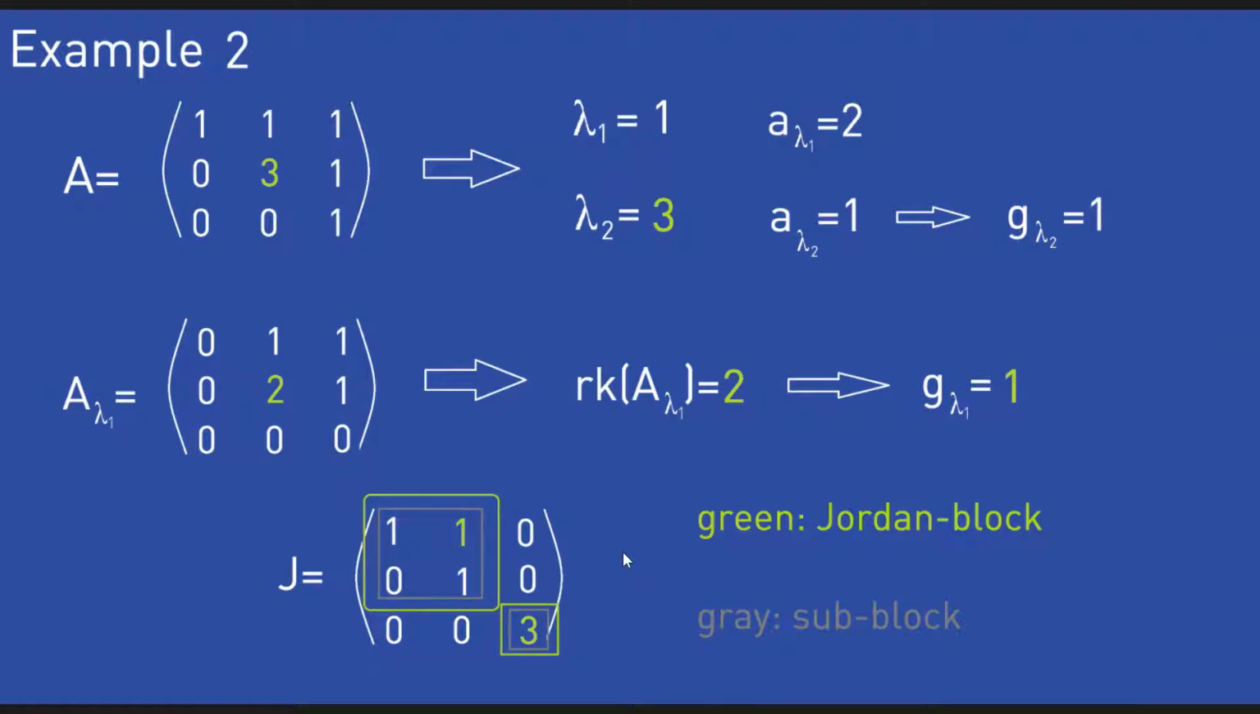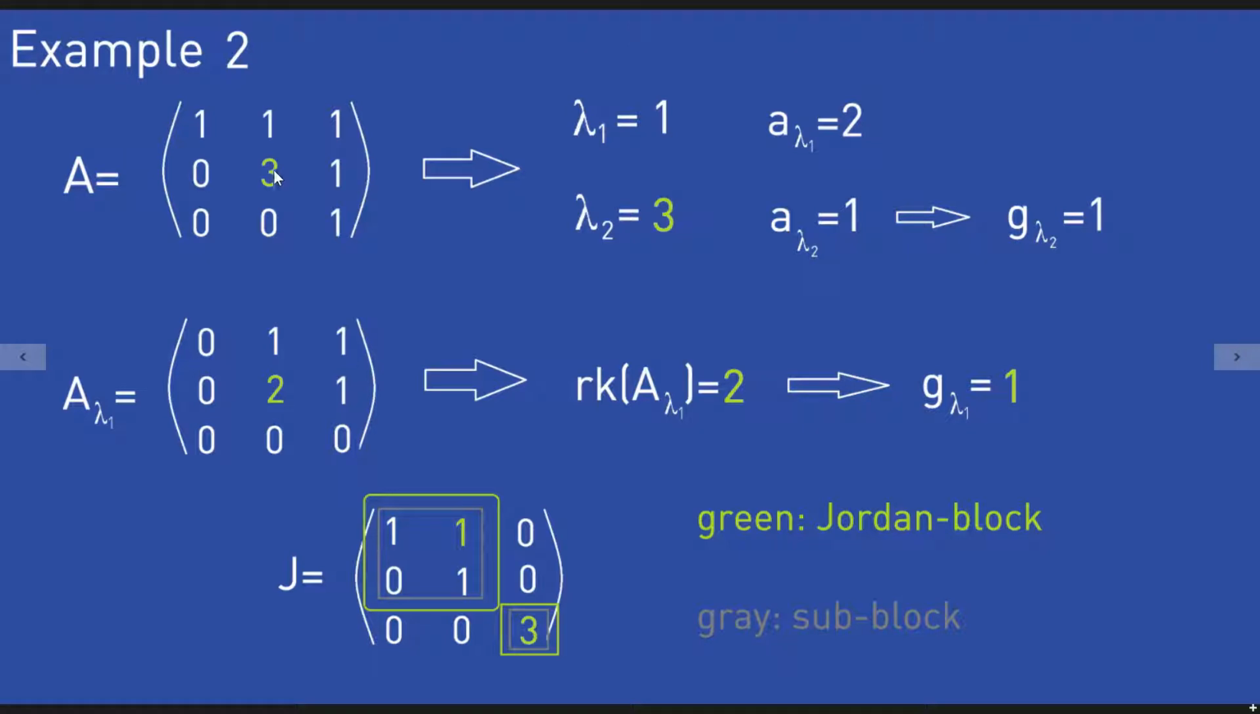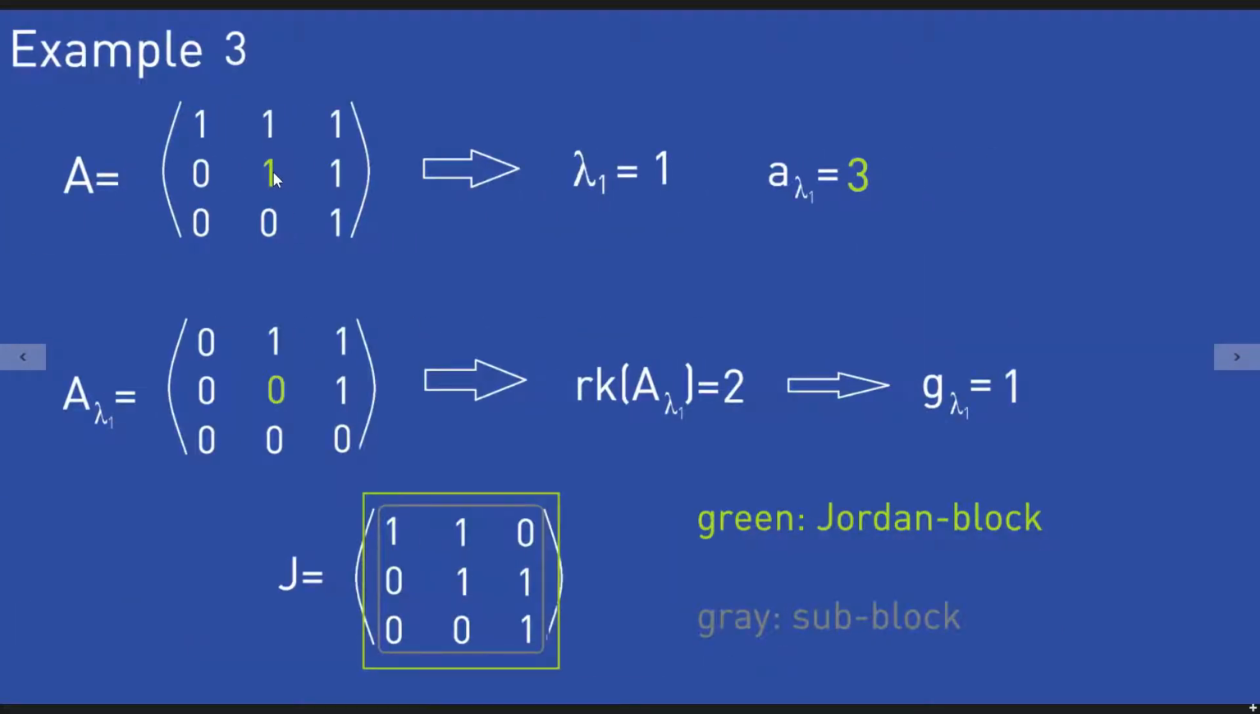Let's take a look at one last example. In this example, I have changed this value here again. Here we had 3 and I have changed it into 1. In this case, we only have one eigenvalue, which is equal to 1. And this eigenvalue has algebraic multiplicity 3, because it is 3 times on this diagonal here.